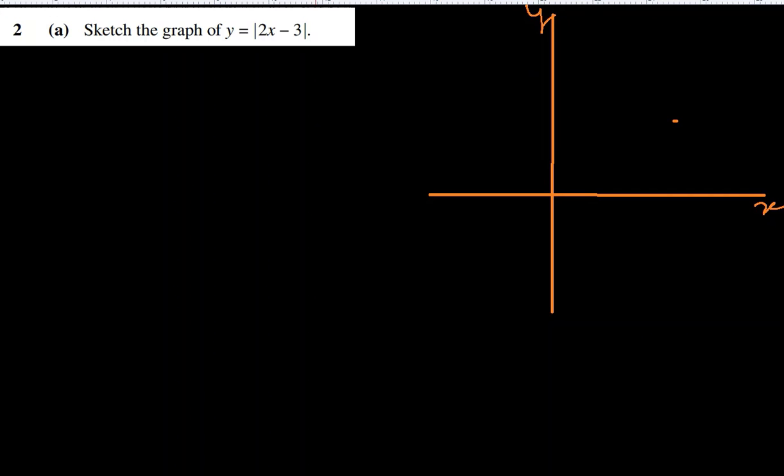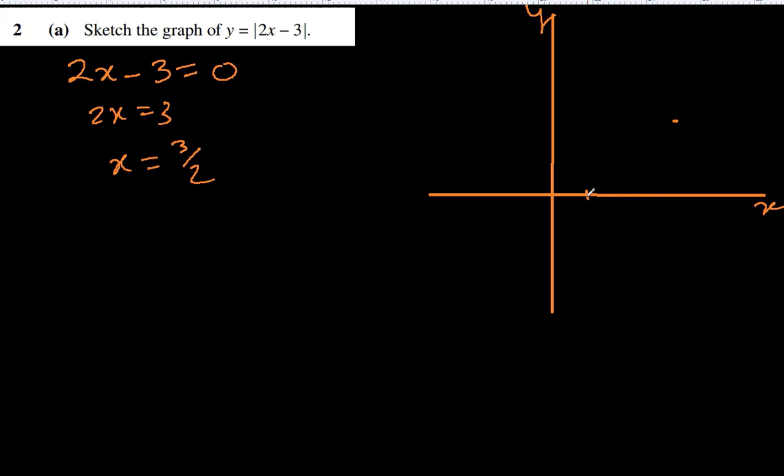Question 2 is asking us to sketch a graph of this absolute function. So let me try to draw the x and y axis. Okay, so this is x, this is y. Now I need some points. First we should focus on this inside part and look at the vertex. For the vertex we should always make the content equal to 0. And that will be 2x equal to 3 and x is equal to 3 over 2. So this is the vertex of the absolute linear graph.